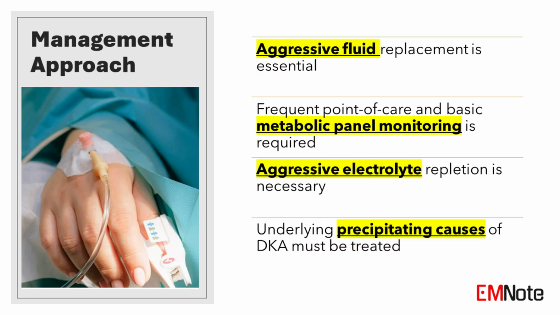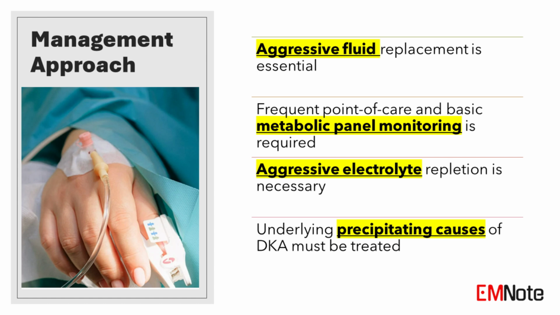Management approach. The management of DKA with subcutaneous insulin follows a multifaceted approach. 1. Aggressive fluid replacement. This remains a cornerstone of DKA management, regardless of the insulin administration route. Adequate fluid resuscitation is essential to correct dehydration and improve circulation. 2. Frequent monitoring. Point-of-care glucose testing and regular basic metabolic panel assessments are crucial. This allows for timely adjustments to the treatment plan and early detection of any complications.